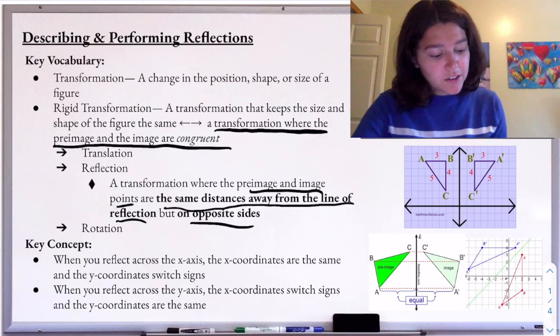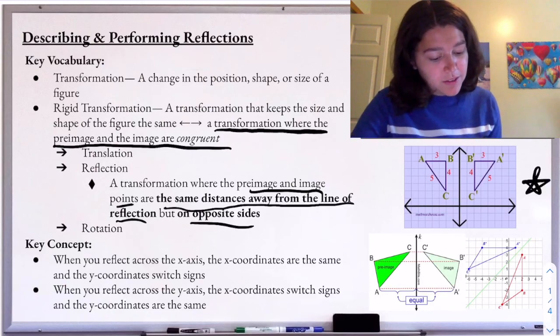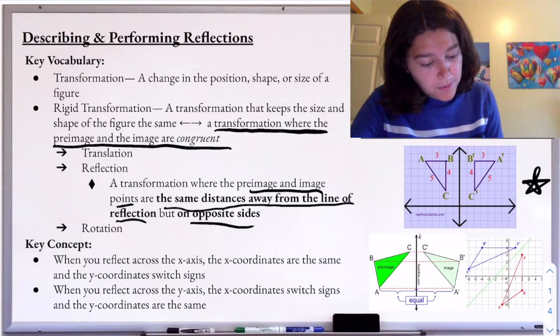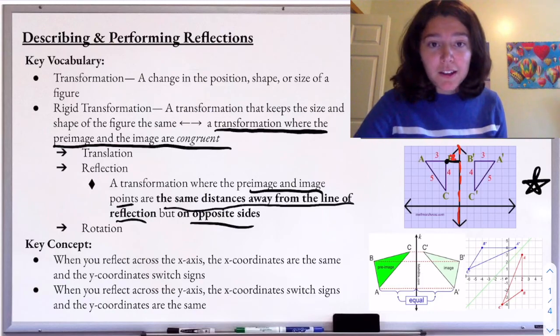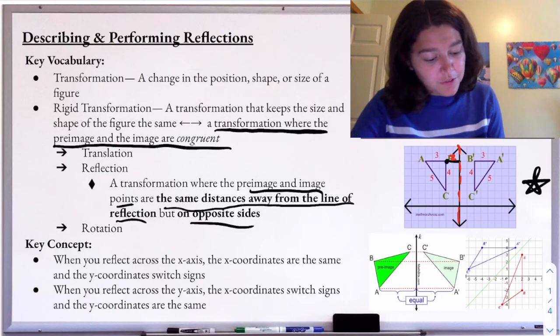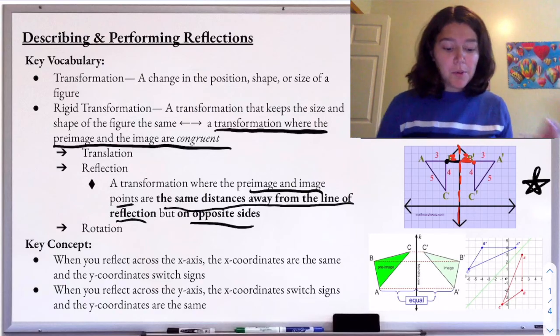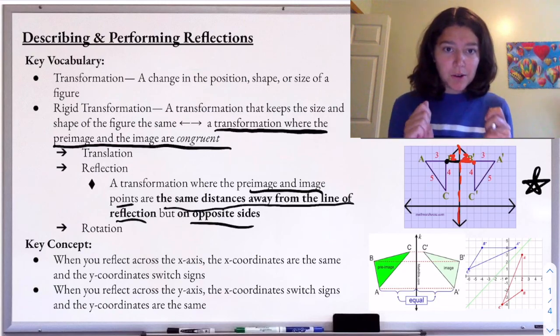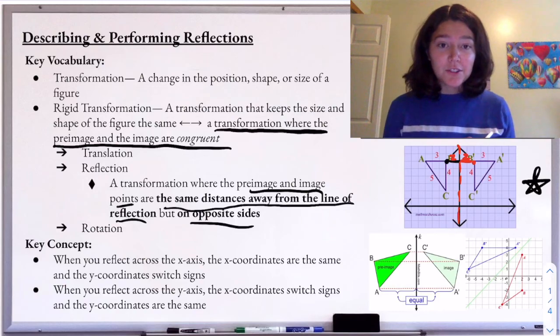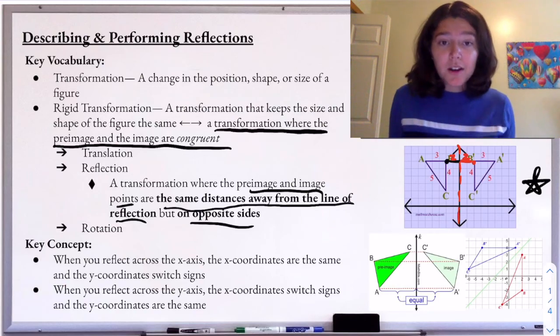If we look over here at this example, we have ABC and A prime, B prime, C prime. To get from B to our line of reflection, in this case the y-axis, we are 2 away. B is 2 away from the line of reflection. And from B prime to the line of reflection, we are also 2 away. So the points on the preimage and the image that correspond, B and B prime in this case, are the same distance away from the line of reflection. They're 2 units away, but on opposite sides.